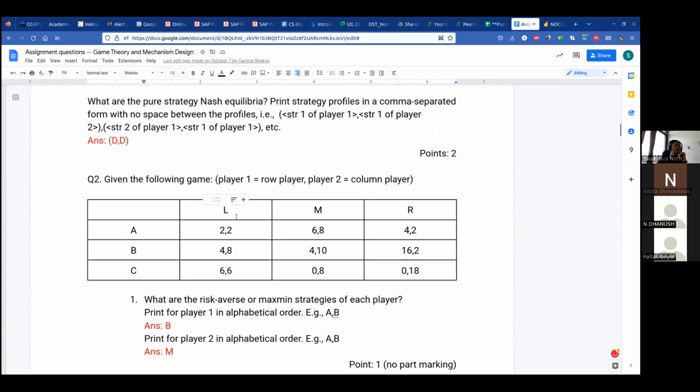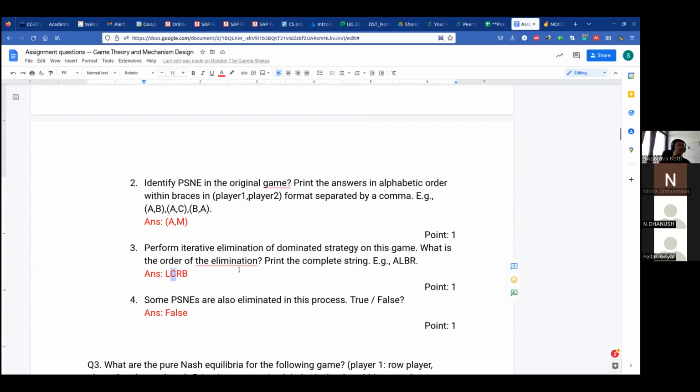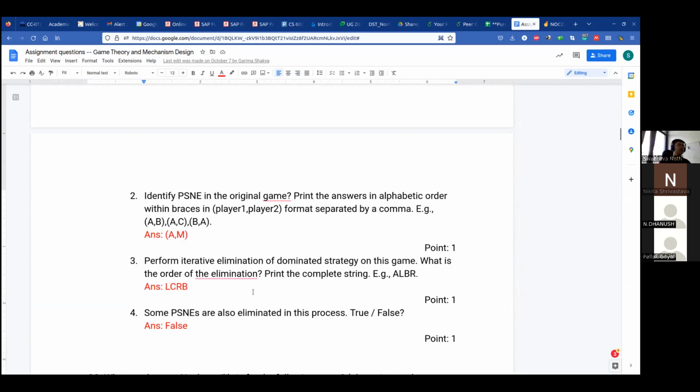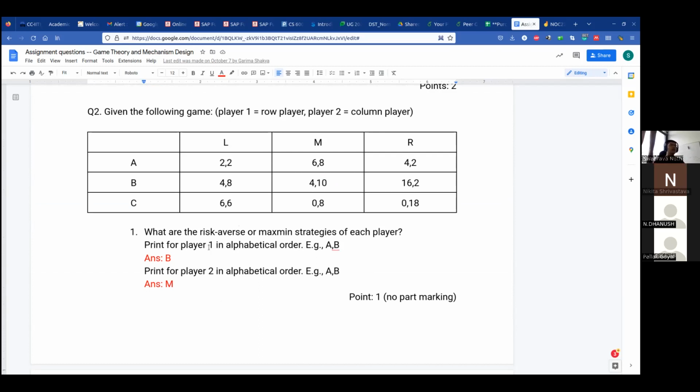So let's first see whether L is strictly dominated or not. Clearly, this is strictly dominated by M, because all these numbers are smaller than M for player two. So clearly you can remove L from the system. And then it comes to C's turn. I think the confusion is regarding C, is it? The order, sir, how exactly LCRB? So L is first removed, and it says that C is removed next, right? The LCRB is the answer given in the answer sheet, right? Yes. Okay. So C is for player one, right?